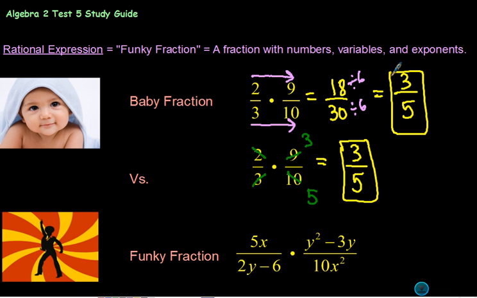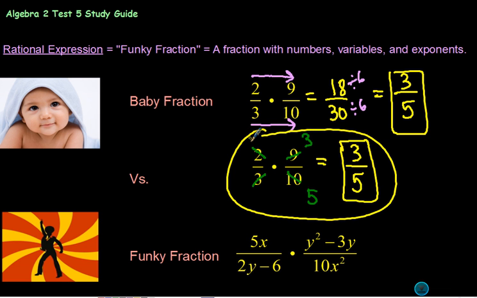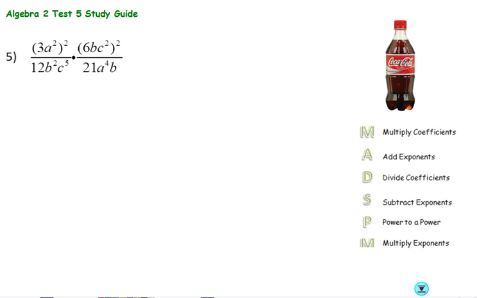So it's much easier to do it this way right here, which is you cross-cancel first. It's almost like you're reducing first and then multiplying. This first one, what's on top here, is multiplying then reducing. Well, it's much easier to cross-cancel first. So that's how you multiply a baby fraction. So what are we going to do with the funky fraction? We're going to do exactly the same thing. We're going to cross-cancel. It's just going to look a little bit different because there's x's and y's, but it's really going to be exactly the same idea.